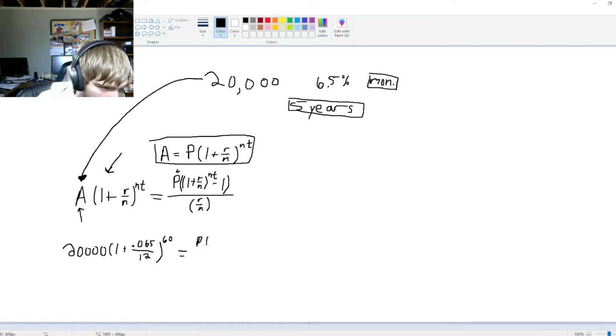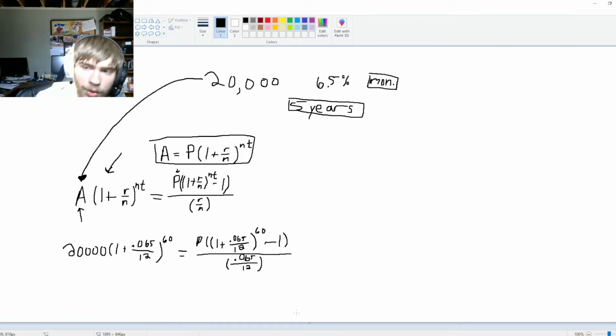So that's going to remain a variable. That's a P. It's poorly drawn. 1 plus 0.065 over 12 to the 60 minus 1 over 0.065 over 12.